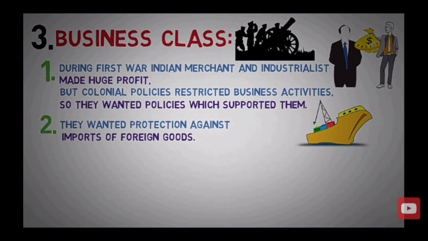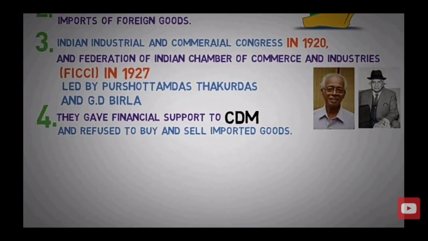Now apart from these things, the Indian Industrial and Commercial Congress in 1920 and the Federation of Indian Chambers of Commerce and Industries, FICCI, in 1927 were set up, led by Purushottam Das Thakur Das and G.D. Birla. Finally, for their interest, what had they done? They gave financial support to the civil disobedience movement and refused to buy or sell imported goods. So this business class also supported the civil disobedience movement.